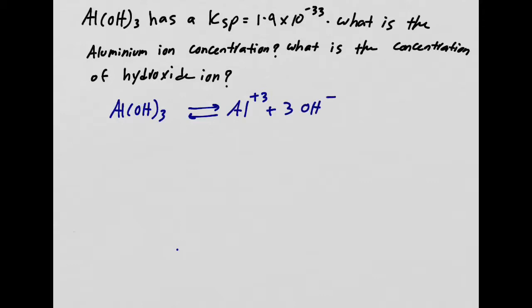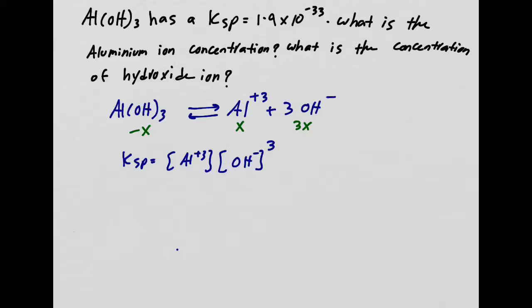Okay. And then you go, I know how to do this. Ksp is the concentration of aluminum times the concentration of hydroxide to the power of 3, because coefficients do matter. And then you go, okay, this is minus X, this is molar solubility. When aluminum hydroxide dissolves, I end up getting X and 3X. The coefficients matter.